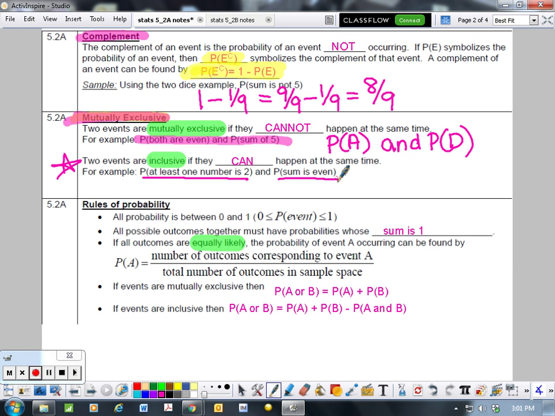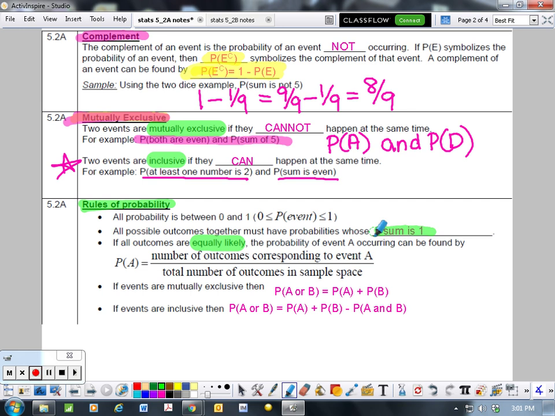Now here are our rules of probability, and we've alluded to quite a few of them. Like all probabilities are between 0 and 1, we talked about that last time. All possible outcomes must add up to 1. So that's how you can tell if it's a true probability model, because if you add up all those probabilities, they should add up to be 1, or else it's not a true probability model.